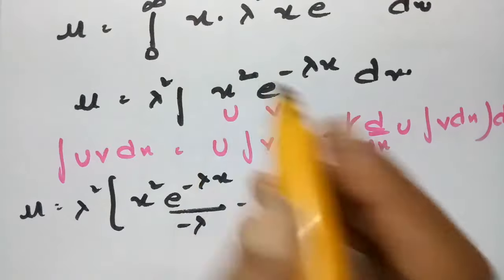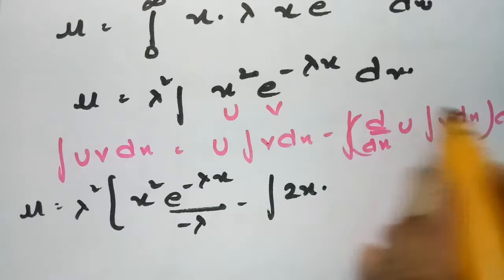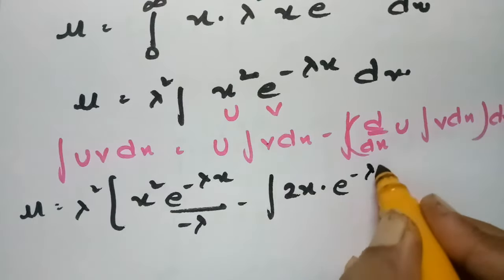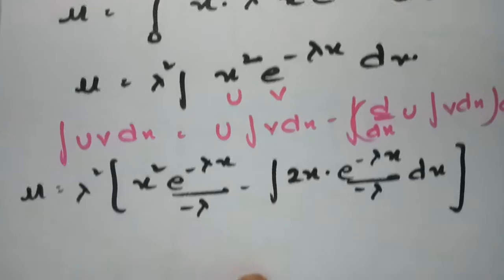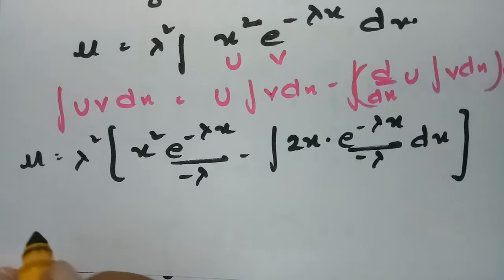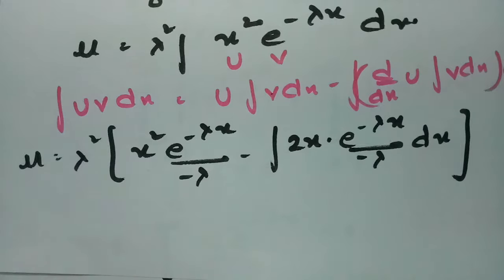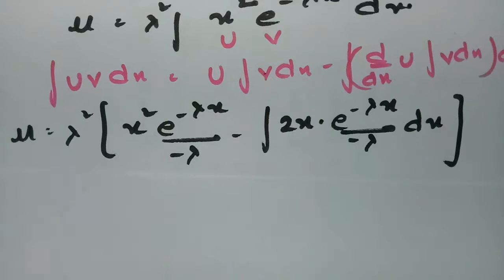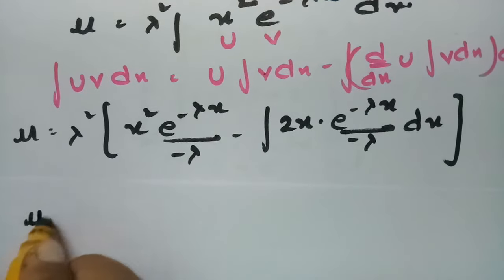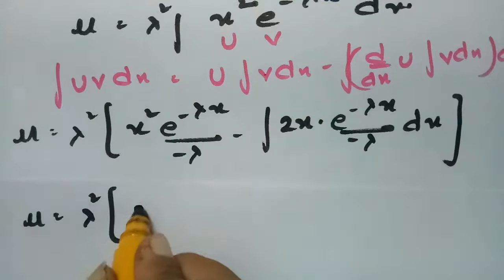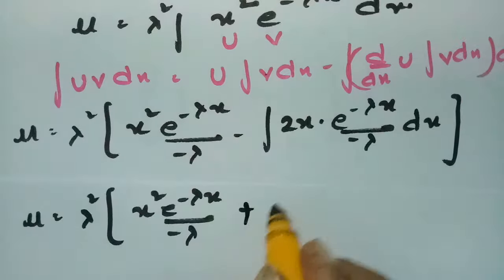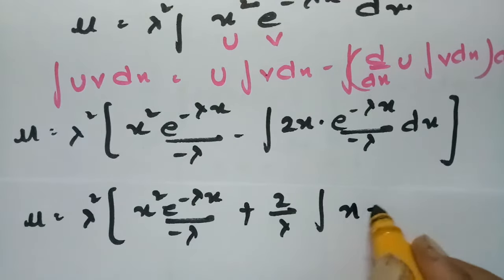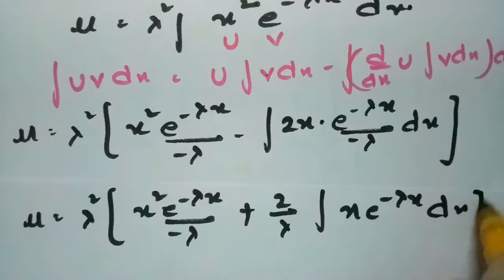Derivative of u. So the derivative of x square is nothing but 2x. And again v we have to integrate, that is e power minus lambda x by minus lambda into dx. See here, this is again mu is equal to lambda square, x square e power minus lambda x by minus lambda, minus of minus, plus, this is 2 by lambda times the integral of x into e power minus lambda x into dx.